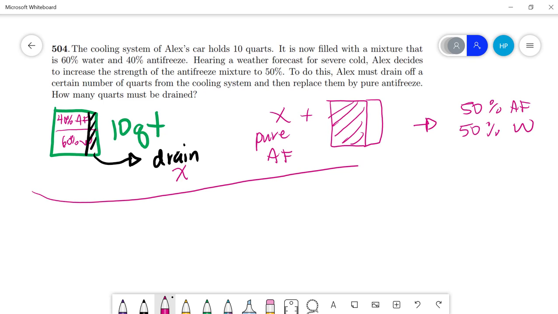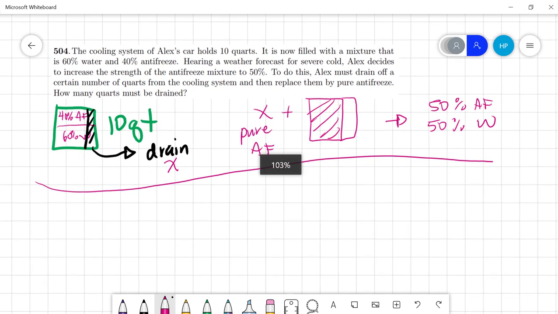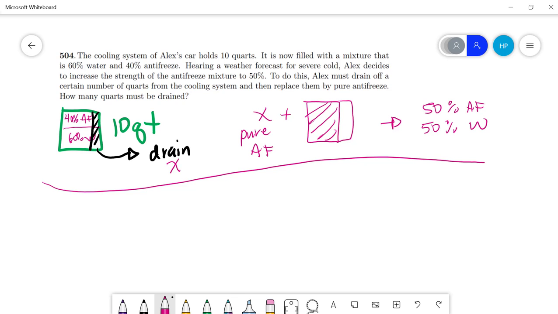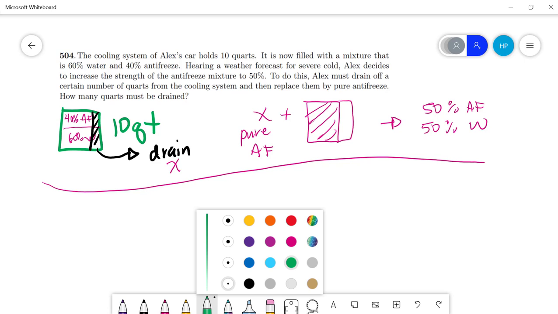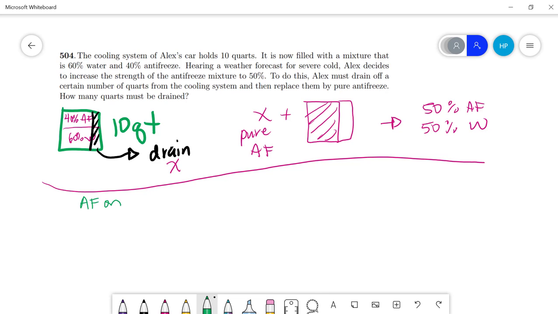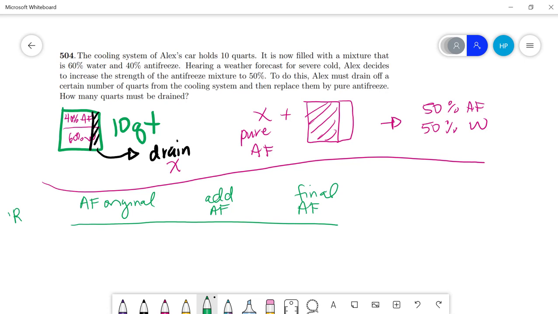And there were two main ways that people went about this problem. Some of you thought about the antifreeze, and some of you thought about the water. So let's do the first way of thinking about the antifreeze. Let's talk about how much antifreeze from the original you have, and then how much you're going to add, and then your final amount of antifreeze. And this will depend on how much you drain, of course. So let's keep that in mind.